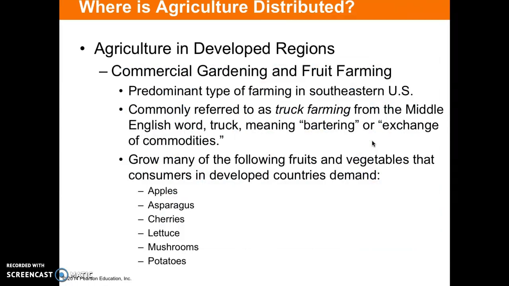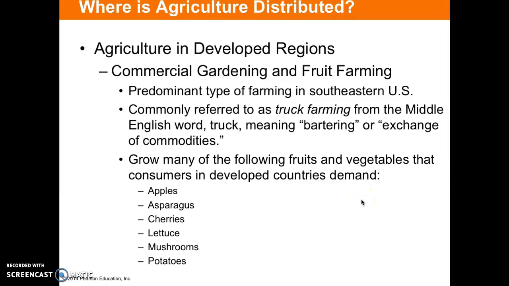We also have something called commercial gardening and fruit farming, and this is the predominant type of farming here in the southeast U.S., so in Florida. It's also called truck farming. This comes from the Middle English word truck, meaning to barter or exchange. So when we talk about commercial gardening and fruit farming, we're talking about growing things like tomatoes and apples and asparagus and cherries and lettuce and mushrooms and potatoes and green peppers and pineapples, oranges, mangoes, any of these fruits and vegetables that you can't harvest as quickly as you would grain.